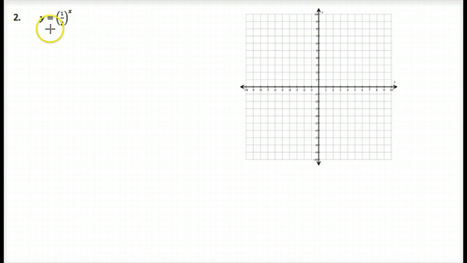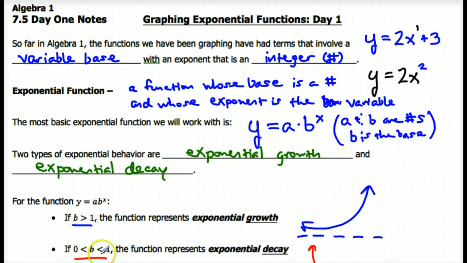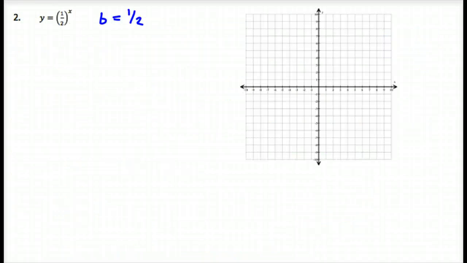Okay, so for number 2 we have y equals 1/2 to the x power. This time my base, or my b value, is equal to 1/2. And if you look back at the first page, I told you anytime your b value is between 0 and 1, which 1/2 is, you have exponential decay. So this is going to be an example of a decay graph, and we could expect the graph to look like this and be in this shape.